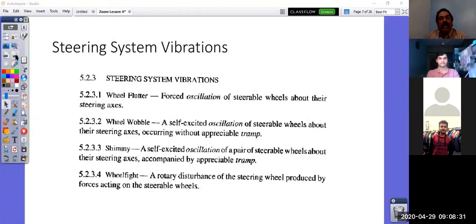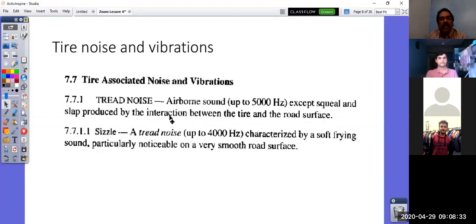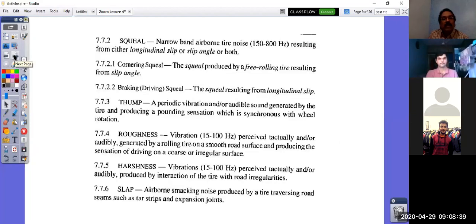So when you take tire noise and vibration, you have the definition of tread noise, sizzle, and so on. So these all are stacked as an appendix in the popular textbook, Fundamentals of Vehicle Dynamics, Gillespie. I've just had a screenshot of them, what is necessary for this part. So you have for the entire vehicle dynamics, the important definitions. Please go through chapter 7 of Gillespie.